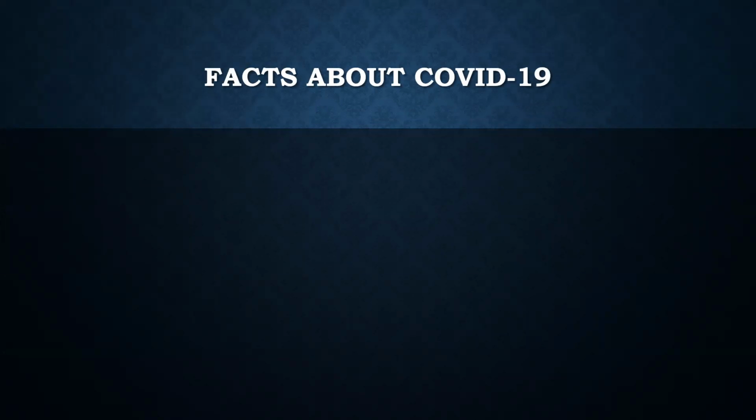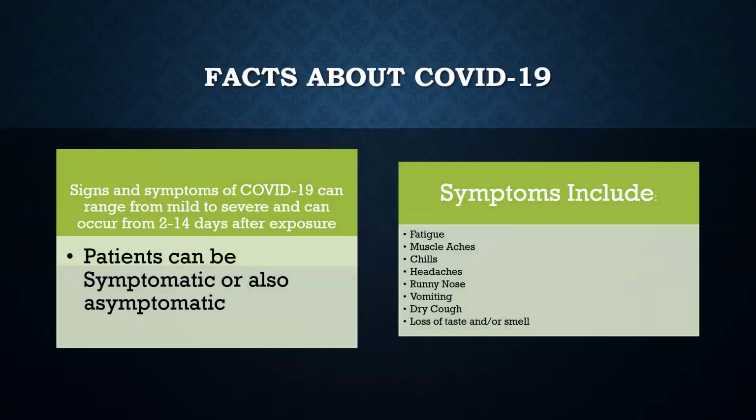What are the facts about COVID-19? Signs and symptoms of COVID-19 can range from mild to severe and can occur from 2 to 14 days after exposure. What makes COVID-19 so scary and unpredictable is that patients can be symptomatic or they can also be asymptomatic carriers of the disease. Some of the symptoms include fatigue, muscle aches, chills, headaches, runny nose, vomiting, a dry cough, and loss of taste and/or smell.